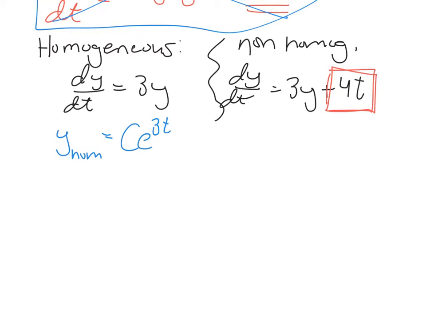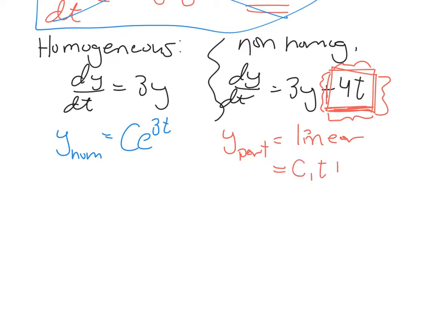The particular solution needs to have the same functional form as our non-homogeneity. So I'm going to say y particular, in this case, needs to be a linear function, because the function that we have in the non-homogeneity is a linear function. So the most generic linear function I can think of is going to be c1 t plus c2. So think of that like a slope-intercept form, right? And since we need subscripts here, I'm going to put a c0 on this one.